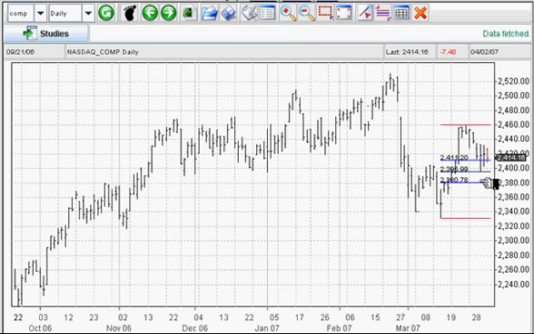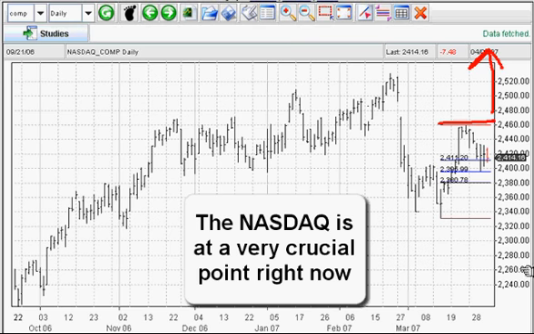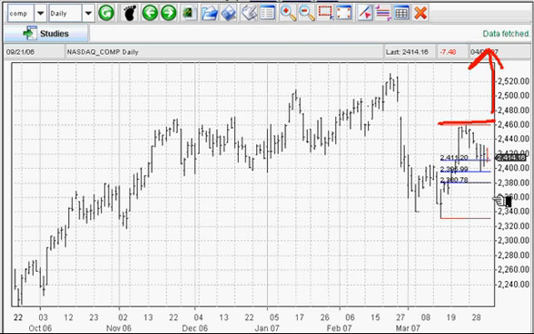If we take out this level, then chances are we're going to see a fairly significant move up from here. If we don't, then we're probably going to see some sort of sideways action, and then eventually a move down that takes out this area right here. And obviously that would be very negative.